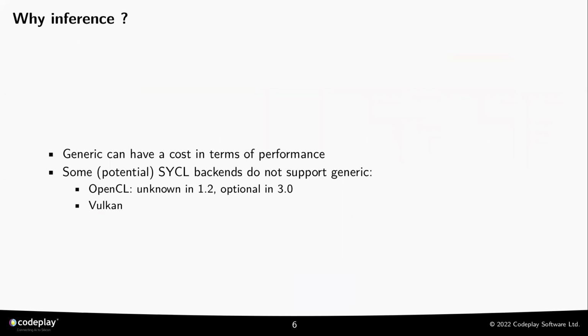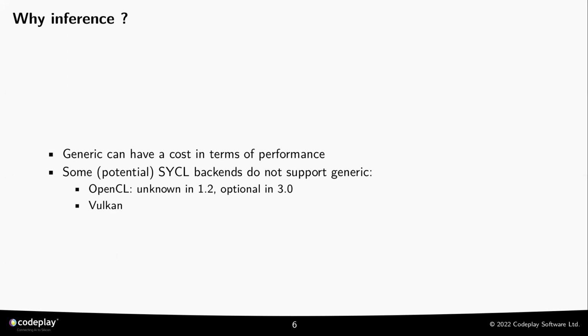So why do we want inference when we can use generic address space most of the time? The support of generic is widespread on many platforms, including embedded ones. However, there are still reasons we want to use an infer mode with SYCL. The usage of generic can induce a runtime cost, so that's something you might want to guarantee that you can alleviate.